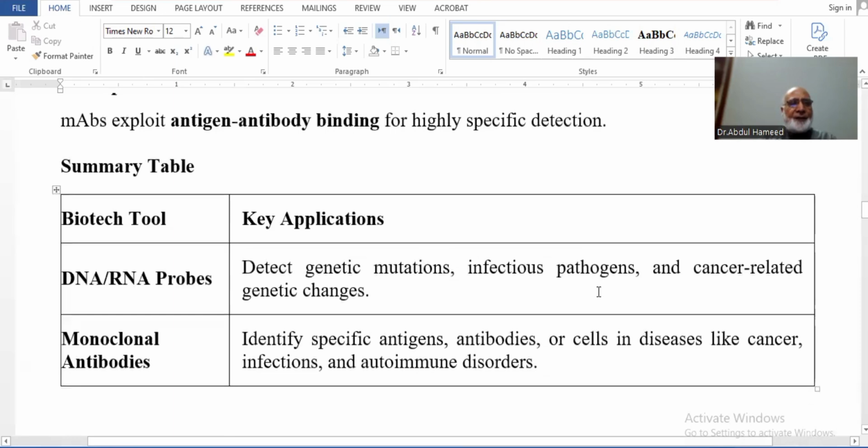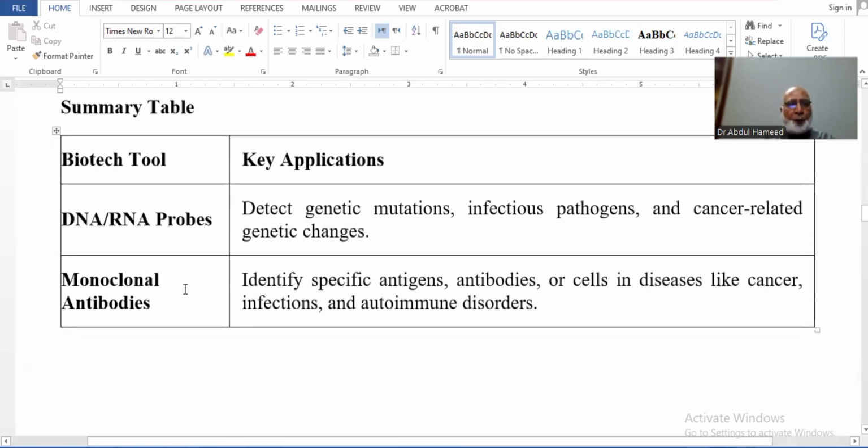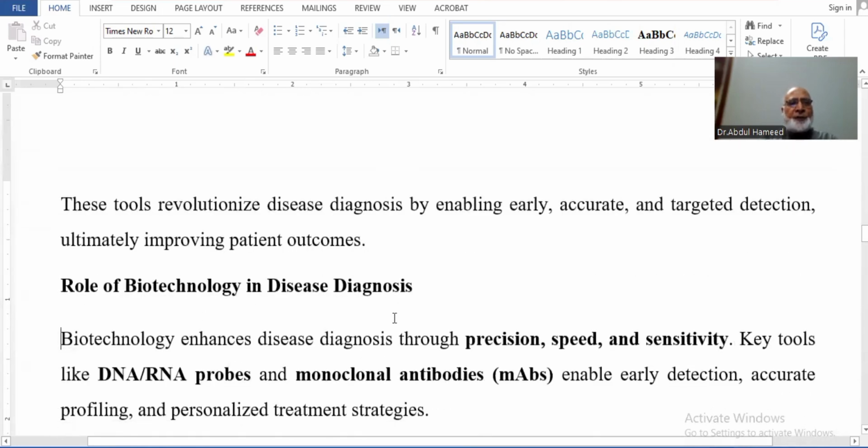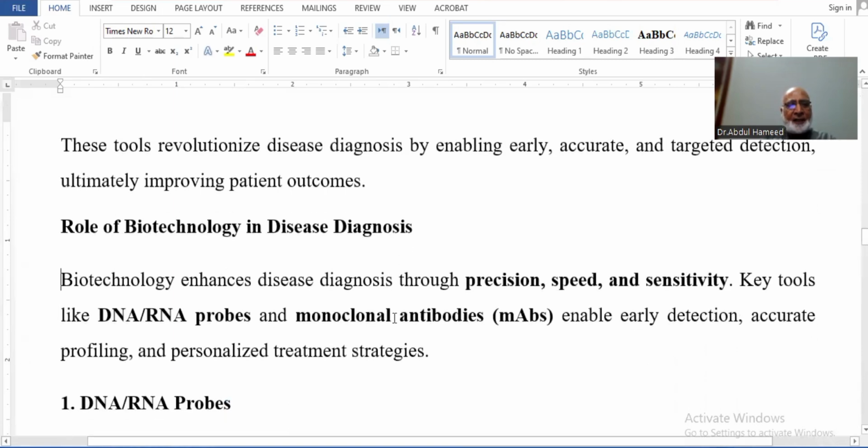So there is a table which gives us the idea about the biotechnology tool and its key application. For example, DNA and RNA probes detect genetic mutations, infectious pathogens, and cancer-related genetic changes. And monoclonal antibodies, we use them to identify specific antigens, antibodies, or cells in diseases like cancer, infections, and autoimmune disorders. So these tools revolutionize disease diagnosis by enabling early, accurate, and targeted detection, ultimately improving patients' outcome, and they are cost-effective methods if we consider them for diagnostic purposes.